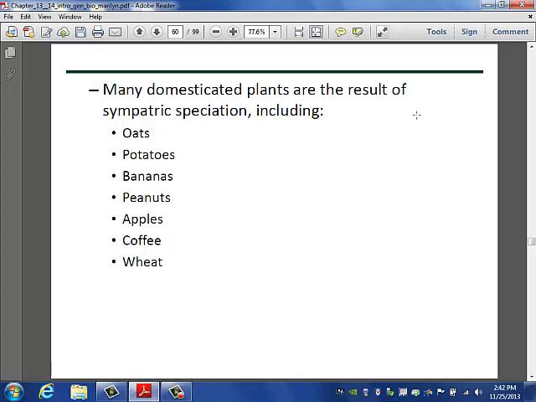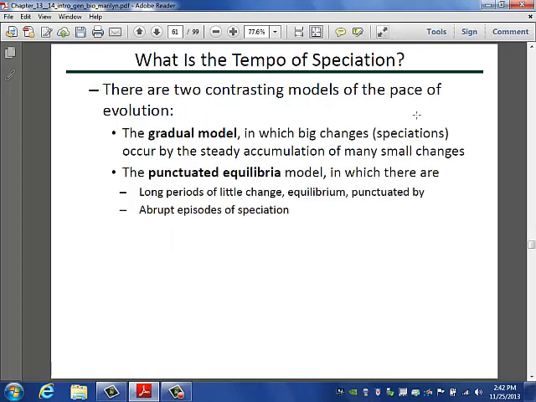So many domesticated plants are the result of sympatric speciation. Oats, potatoes, bananas, peanuts, apples, coffee, wheat, all due to these interminglings of different species, resulting in viable offspring that can then pass their genetics to their offspring and have viable offspring.